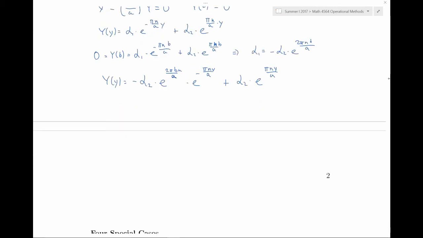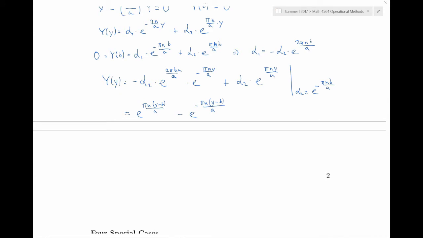I would like to assign a value to alpha 2 so that these functions will look more or less uniform. So if I assign the value to alpha 2 to be e to the minus pi n b over a, then this will become e to the pi n times y minus b over a minus e to the minus pi n y minus b over a.